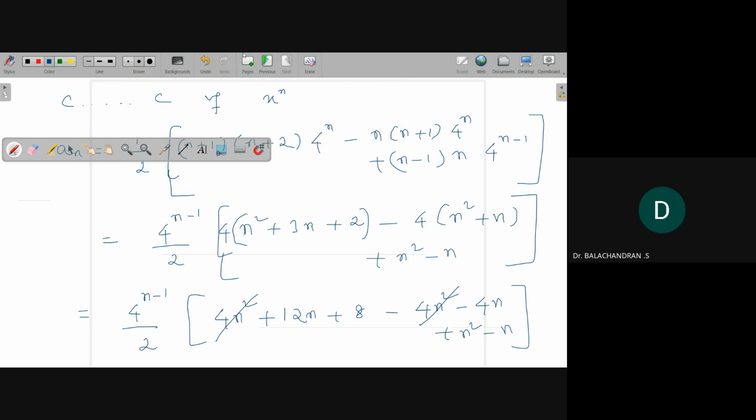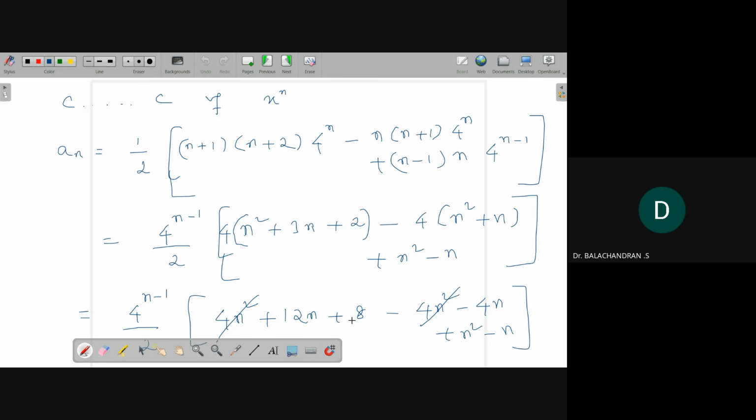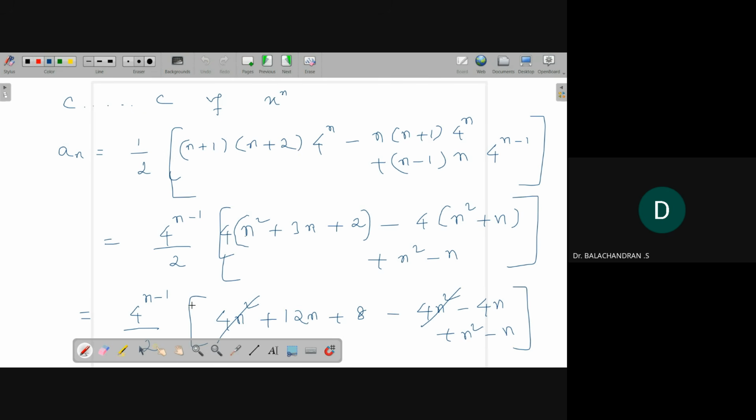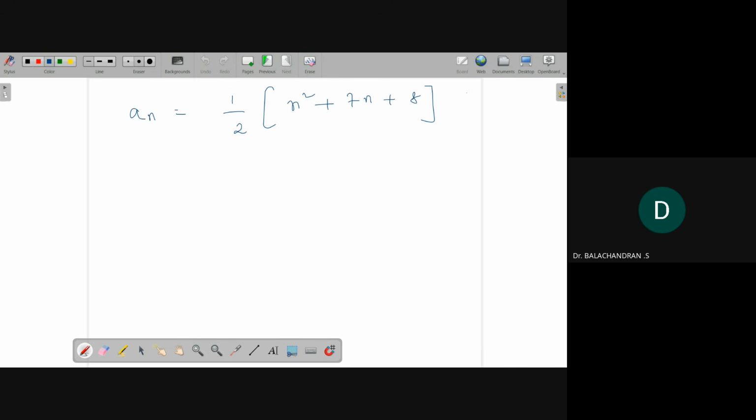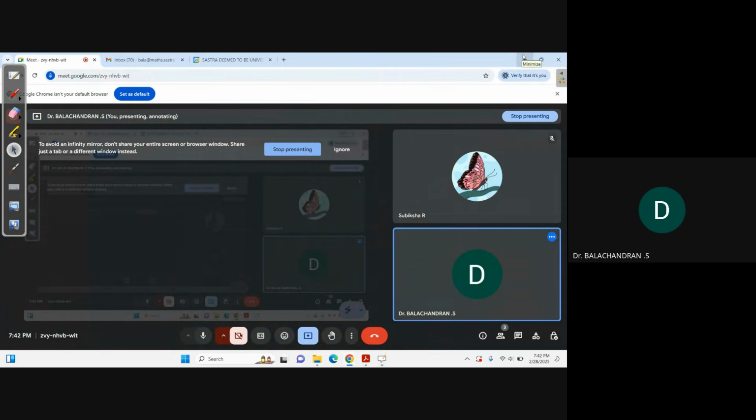n square, so a_n equal to 1 by 2 into n square plus 7n plus 8 into 4 power n minus 1. So this is the final answer. Okay, so now I will move to the next problem.